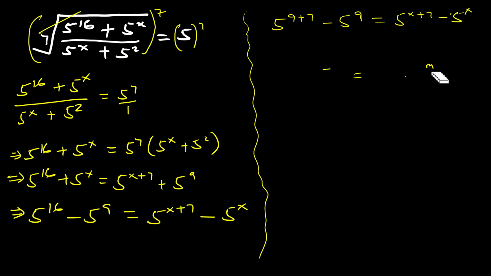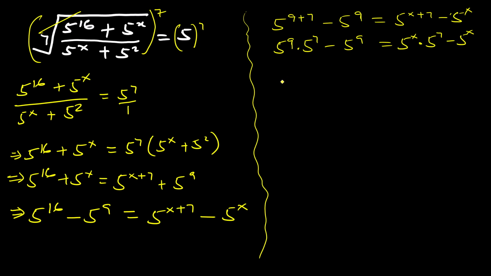Okay, now let's use the same property to simplify this. So this one is the same as 5 to the power 9 times 5 to the power 7 minus 5 to the power 9. And this side is the same as 5 raised to the power x times 5 to the power 7 minus 5 to the power x.